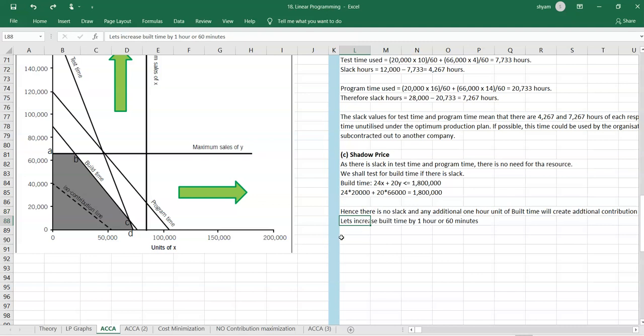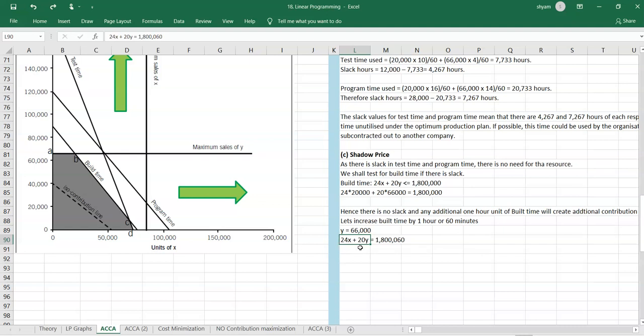So we'll assume that shadow price refers to the contribution that you are earning by increasing one unit of availability of the constraint. Here the constrained resource is the build time. You have this many minutes. Let's see what happens if we add an hour of time.